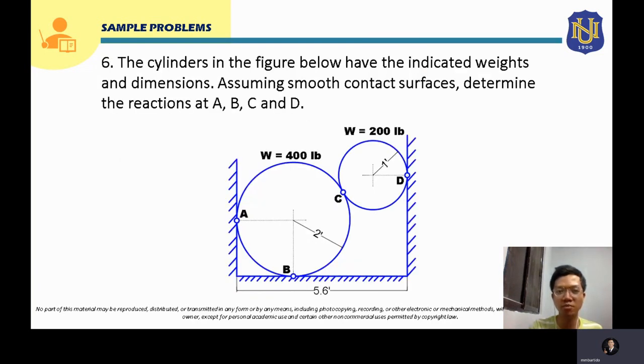Okay, so for sample problem number 6, the cylinders below have the indicated weights and dimensions.